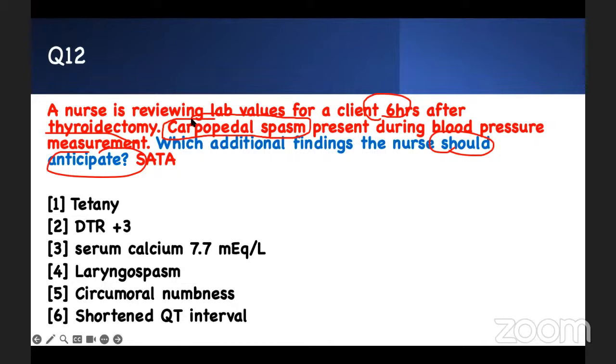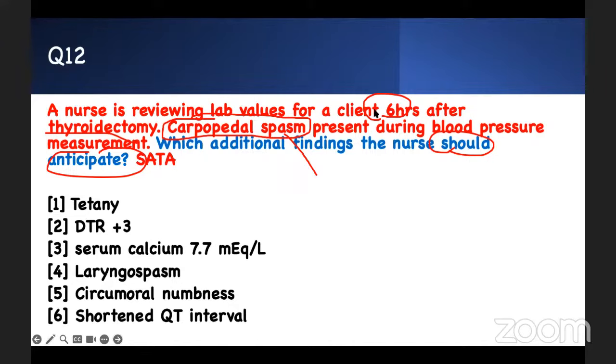6 hours post-thyroidectomy, and you have what? Carpal pedal spasm when you're measuring their blood pressure. What do you expect? I don't like giving away the answers. I use buzzwords in the question to let you think. In case you're taking the test, I'm trying to think like the examiner. I'm not examining, but I know what is the most important, so I'm trying to set the question like they would. So what do you think?